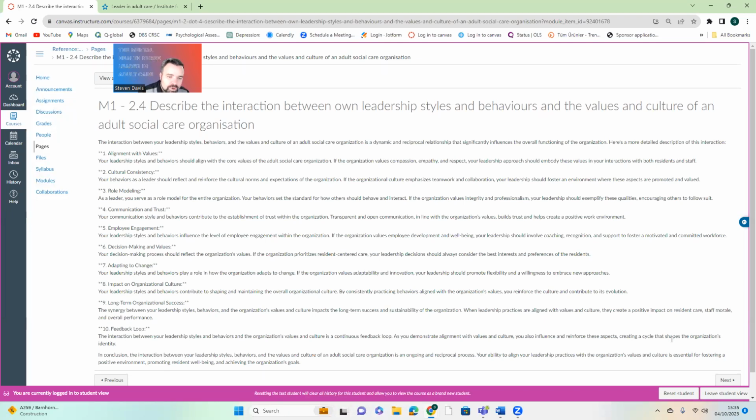So think about the role modeling, think about how you create that, looking at engagement, looking at those values and how you implement that across your organisation is key.